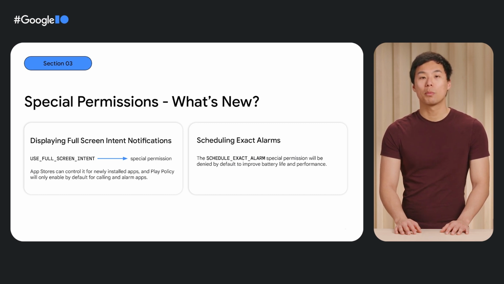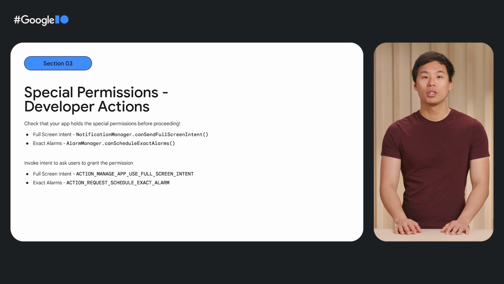The Schedule Exact Alarm special permission, required to schedule exact alarms, will also be denied by default to improve battery life and performance. Call these functions to ensure that your app holds these permissions before showing FSIs or setting exact alarms to avoid triggering exceptions. Use these functions to link users to the relevant page in system settings, where they can choose to enable permissions.